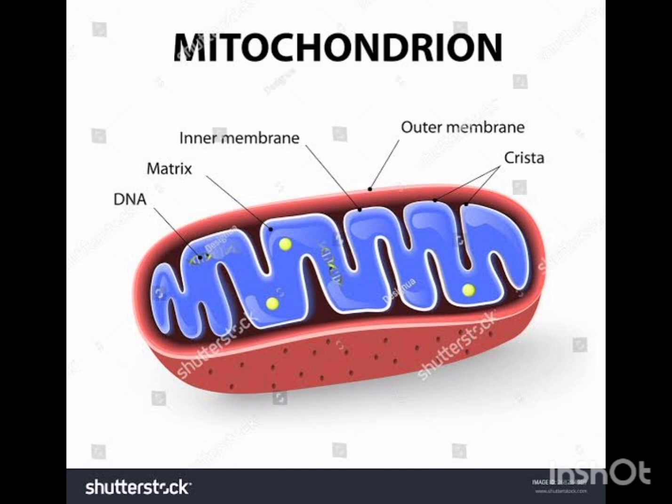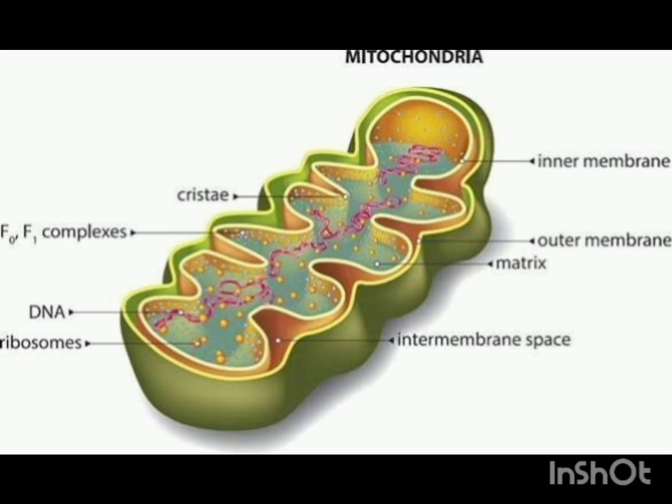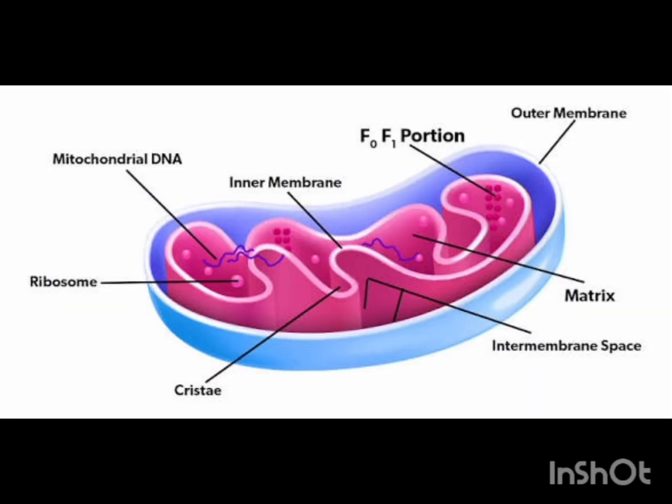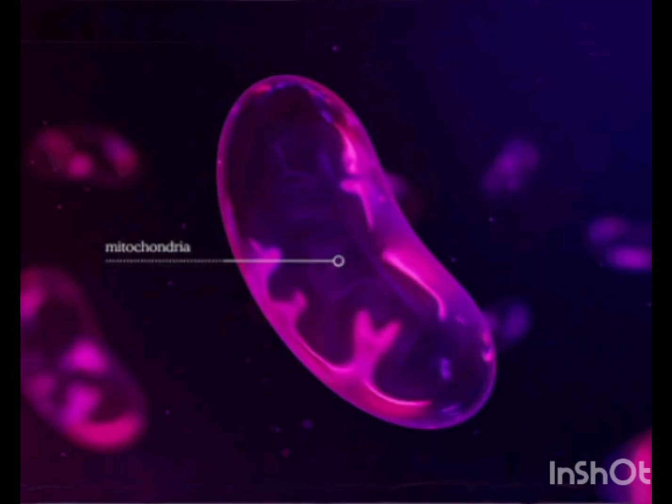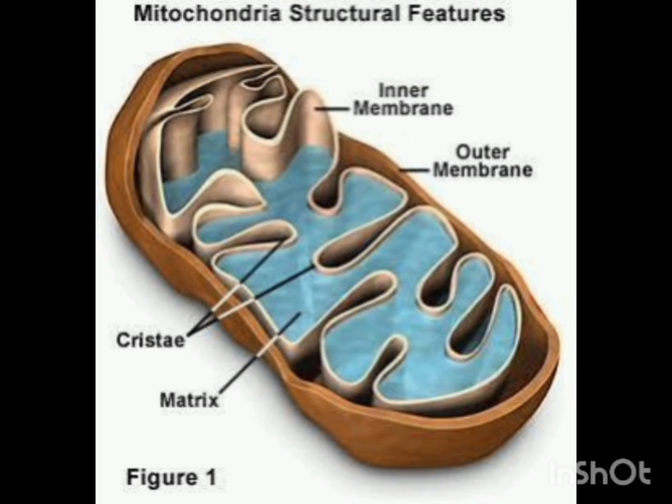Hello everyone. Today we are going to explore one of the most important organelles in the cell, the mitochondria. This is often called the powerhouse of the cell, and in this session we will mainly talk about its structure, which includes the outer membrane, the inner membrane, cristae, and the electron transport chain, which is responsible for producing most of the cell's energy.